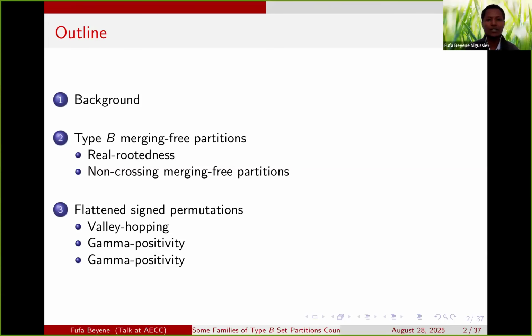Emerging free part. And the third section will be on flattened signed permutations, in which we are going to see some applications of algebra in combinatorics. So, to start with, background.